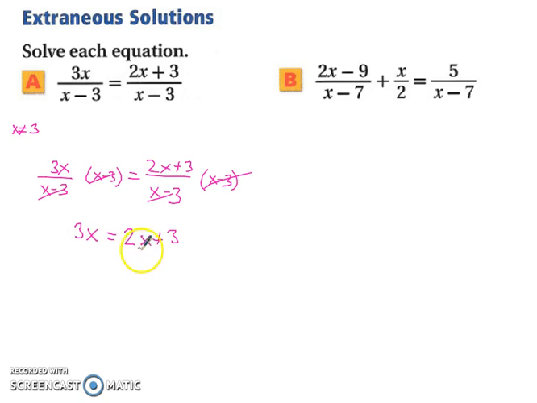So now we solve for x. So we're going to subtract 2x from both sides, and now we end up with, hey, x equals 3. Wait a minute, we just said that x couldn't be 3. So x equals 3 is extraneous because it makes the denominator of the original equation equal to 0. Therefore, the equation has no solution. Your solution can't work. No solution. So let's try B.